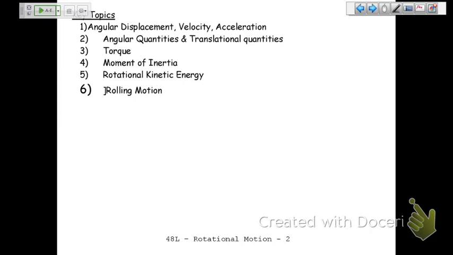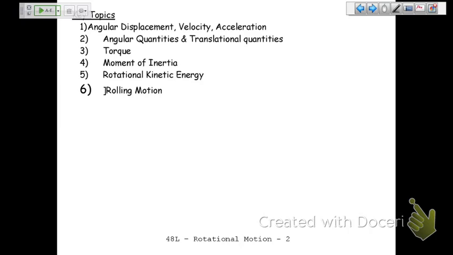I'm going to try and link for you angular quantities with translational quantities. We're going to get started and talk about torque. Torque is the angular equivalent of force. And we'll talk about moment of inertia. And moment of inertia is the angular equivalent of mass. Now, it might seem weird that you have an angular equivalent of mass. After all, mass is mass.